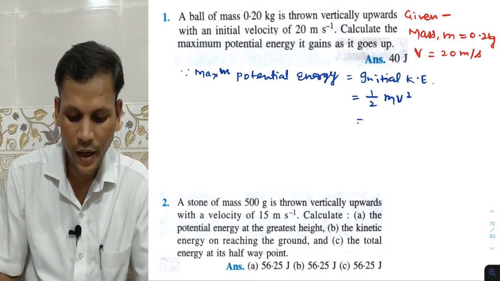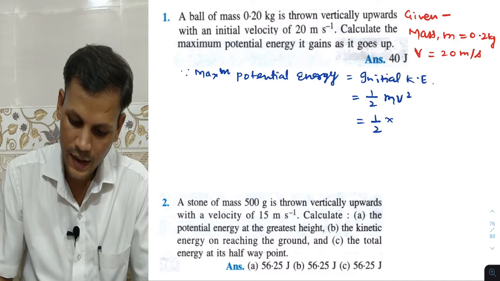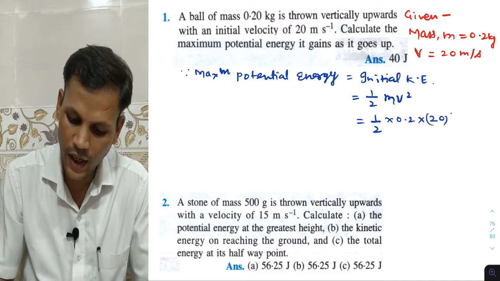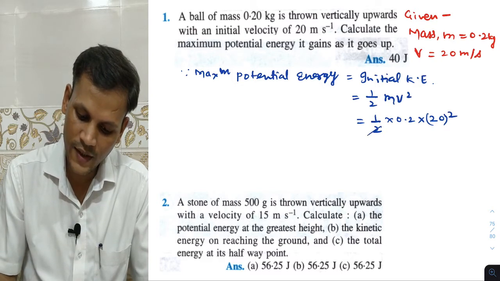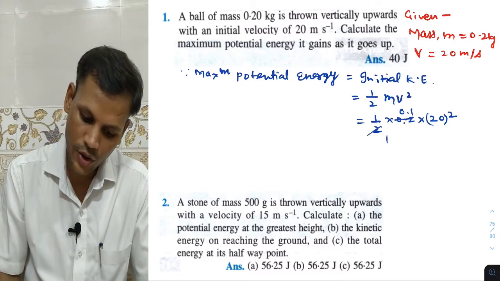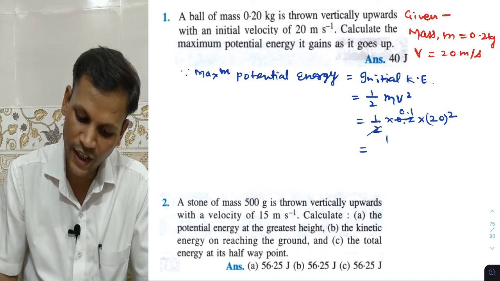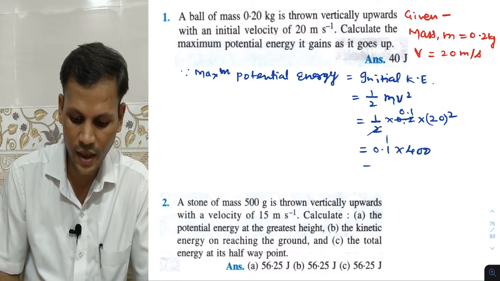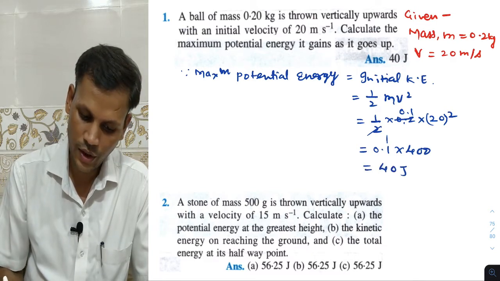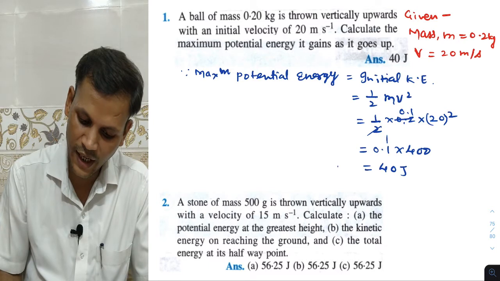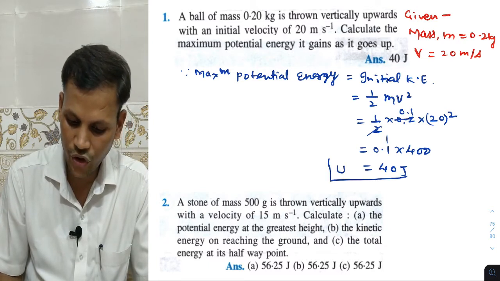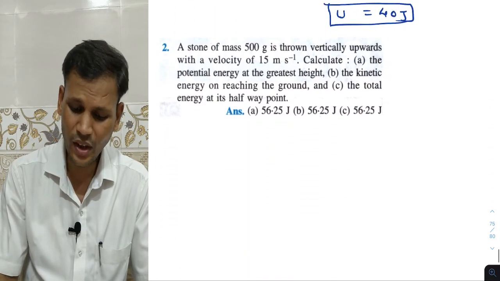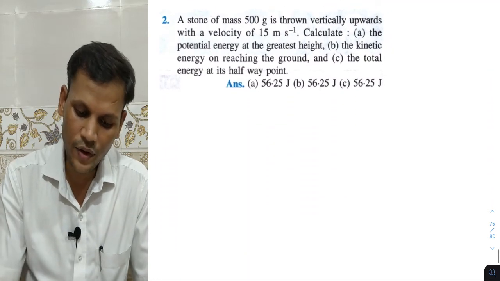So it will be half, m is 0.2, into v is 20, that squared. So this will be 0.1. 20 squared will be 400, into 0.1, 0.1 into 400, you will get 40 joule. So maximum potential energy, which we represent by U, becomes 40 joule. This is the first sum. Now the second sum.